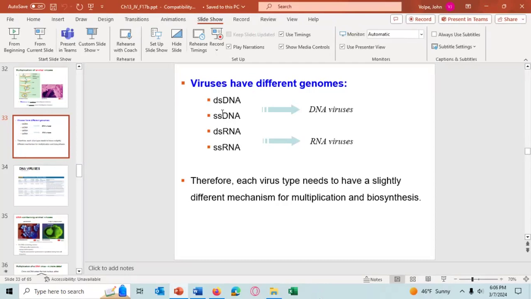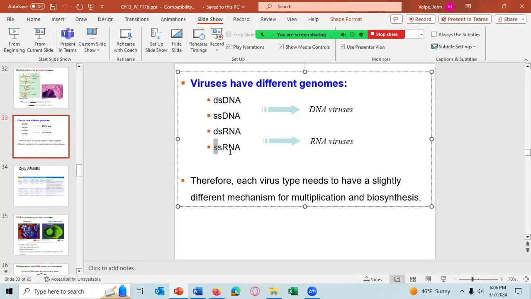Any question about any of that? Obviously, it's a little different, and we'll talk about how it differs with the different genomes. Mainly it differs for the single-strand RNA, but we'll talk about all the others too.